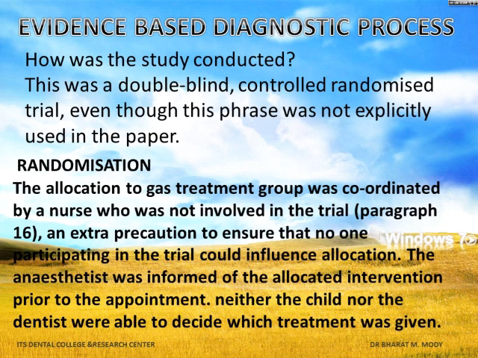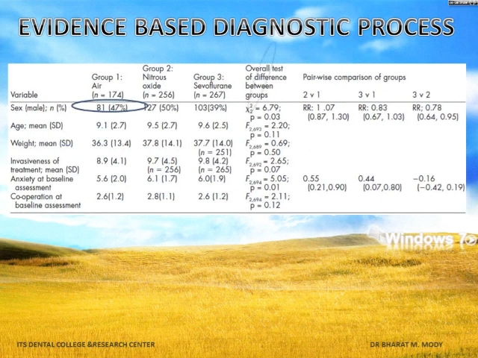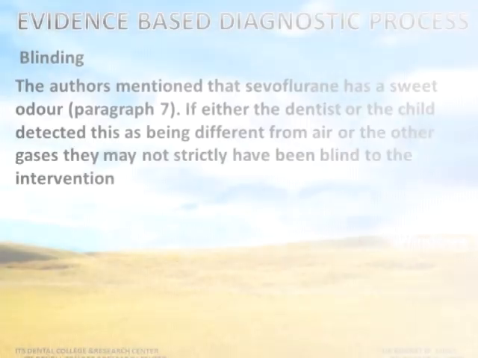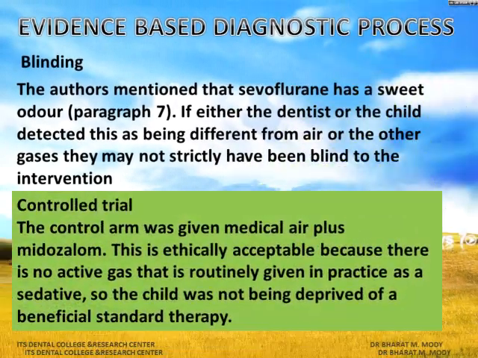It was a double-blind controlled randomized trial, and the allocation which was done was totally random, because it was done by a nurse who was not involved in the entire study process, and the anesthetist had to be told what is to be given. So the anesthetist was told, but the children did not know. As you can see here, they have also controlled the sex stage and the anxiety stage, because these are the variables which will have an effect on the results.